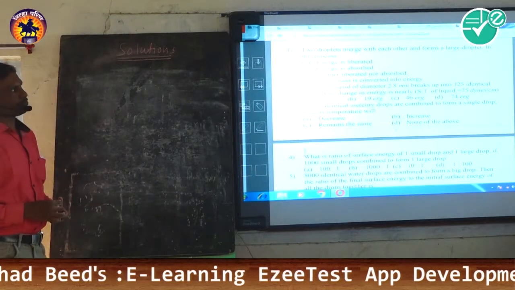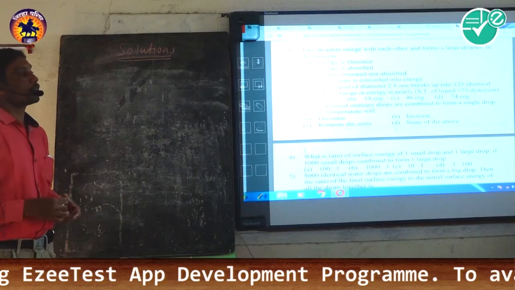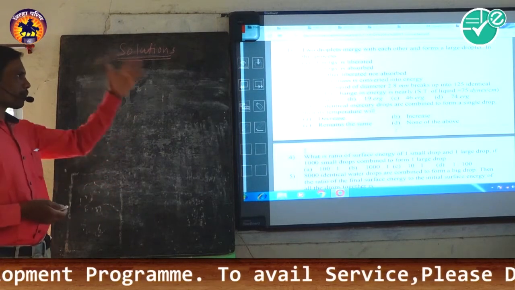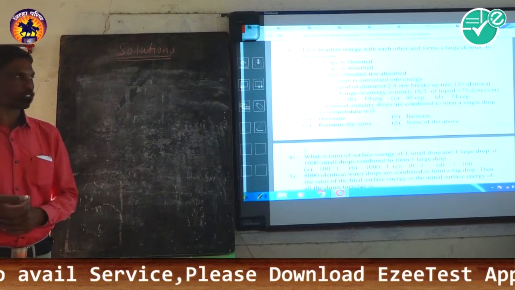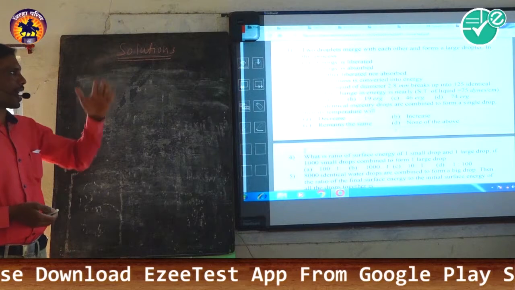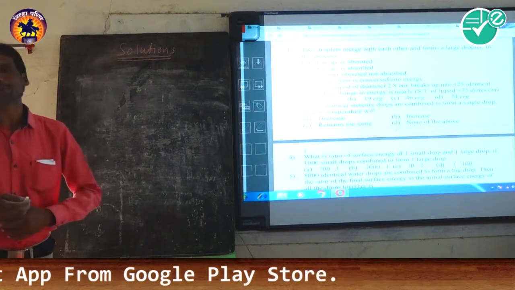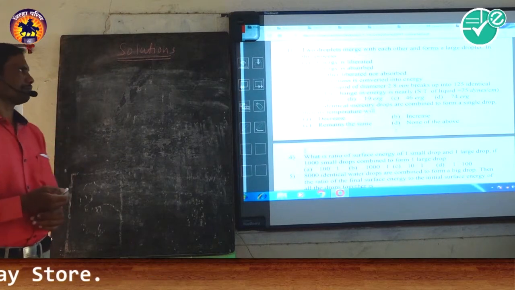Two droplets merge with each other and form a single large droplet. In this process, what happens? Number one, energy is liberated. Second one, energy is absorbed. Third one, neither liberated nor absorbed. And last one, some mass is converted into energy. Which one is the correct option?